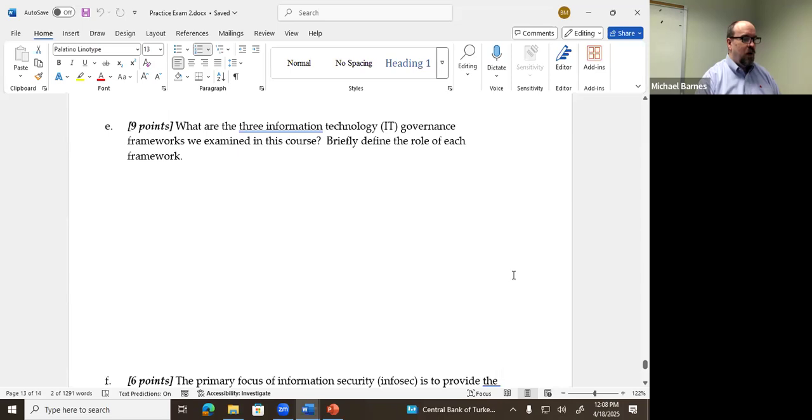All right. What are the 3 information technology governance frameworks we examined in this course? Briefly define each. By the way, if I ask a question like this on the exam, you do not need to have the verbatim names for each of them. If you just have the acronyms, that's fine, okay? That's Control Objectives for Information and Related Technology. Okay, that's COBIT, okay? That's IT governance and management. That's all you really need to define for that. So if you wrote down COBIT, IT governance management, that's cool.